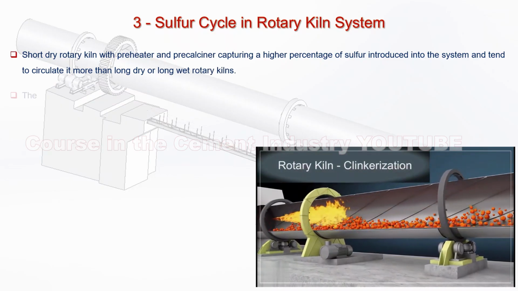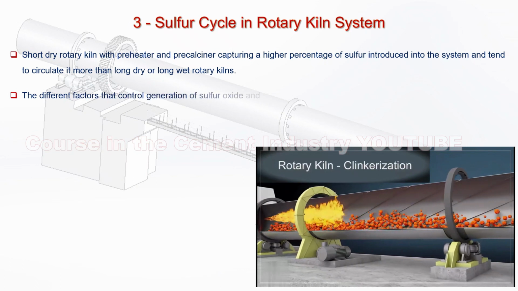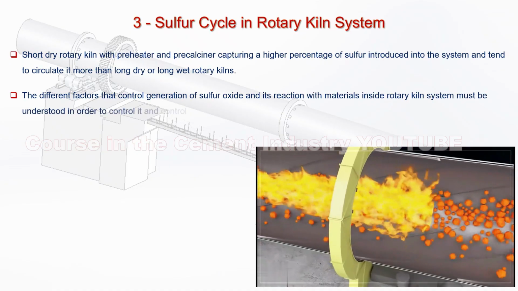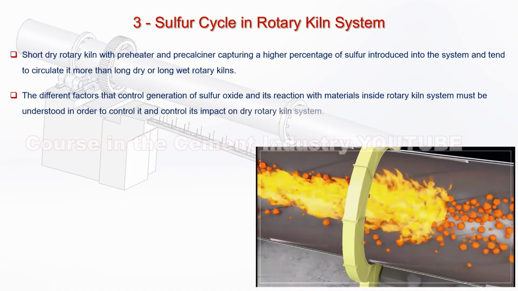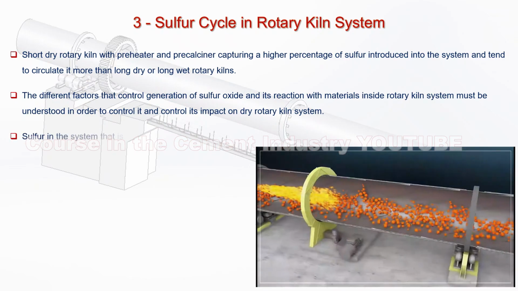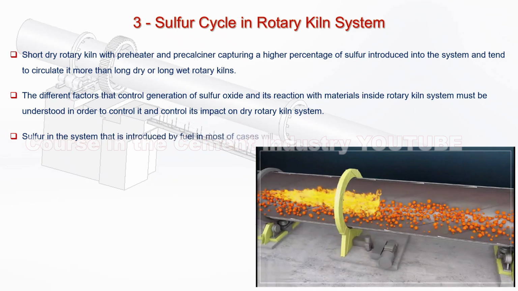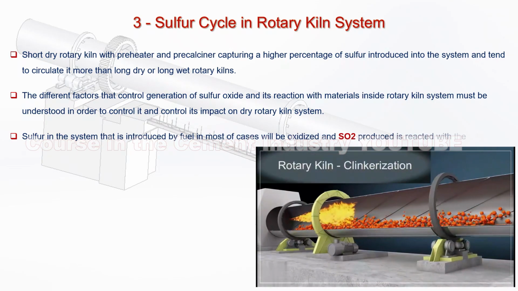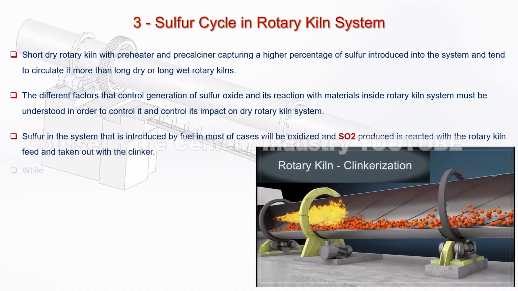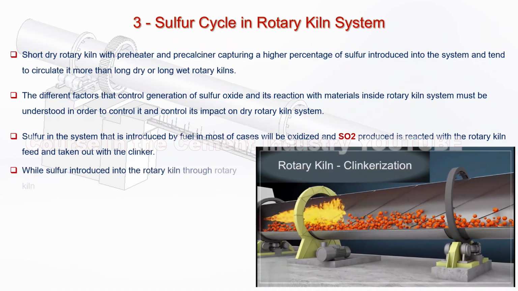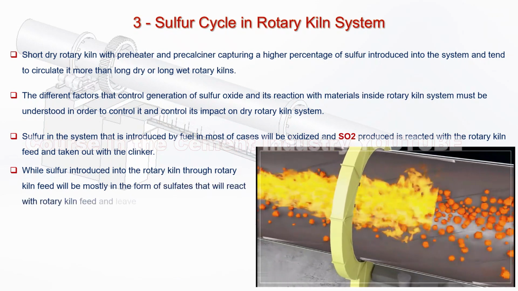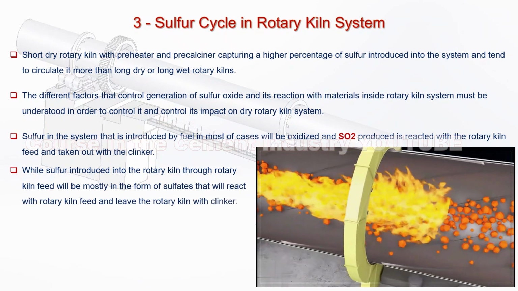2. The different factors that control generation of sulfur oxide, and its reaction with materials inside the rotary kiln system, must be understood in order to control it and its impact on the dry rotary kiln system. 3. Sulfur introduced by fuel, in most cases, will be oxidized, and the SO₂ produced reacts with the rotary kiln feed and is taken out with the clinker. 4. While sulfur introduced through the rotary kiln feed will be mostly in the form of sulfates, which will react with the rotary kiln feed and leave the rotary kiln with clinker.